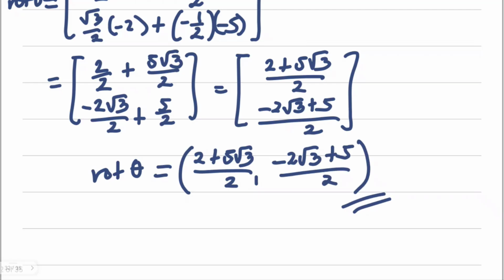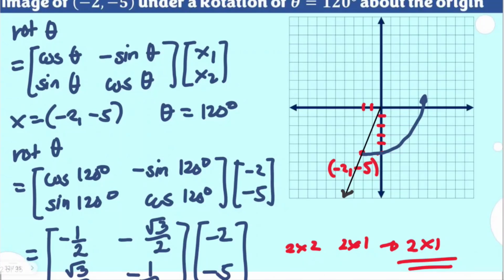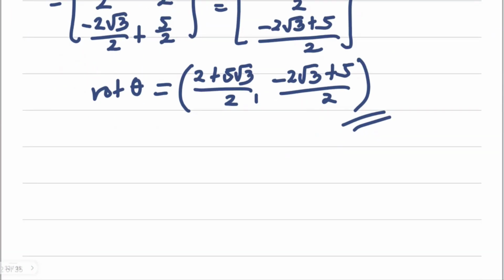This is now the rotation of the point by about 120 degrees about the origin. So let's have that in our Cartesian plane. If you would like to show that in the Cartesian plane, let's come up with its approximation, because we have radical expressions. You can use your calculators: 2 plus 5 square root of 3, divided by 2, gives approximately 5.33. For the second one, negative 2 square root of 3, add 5, then divide by 2, and you will have approximately 0.77.